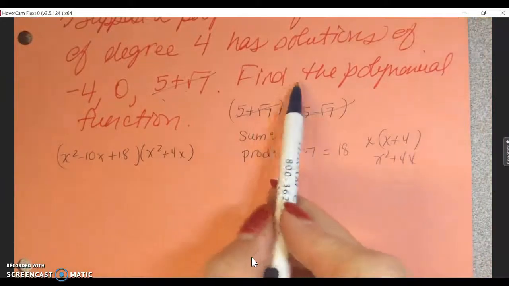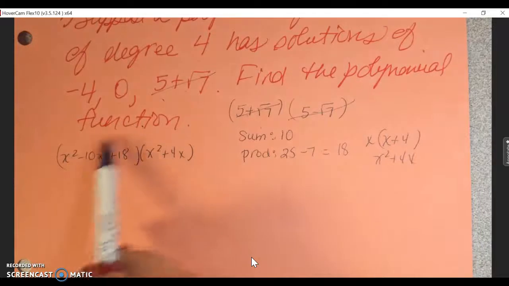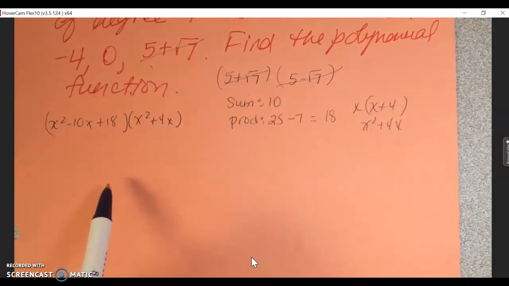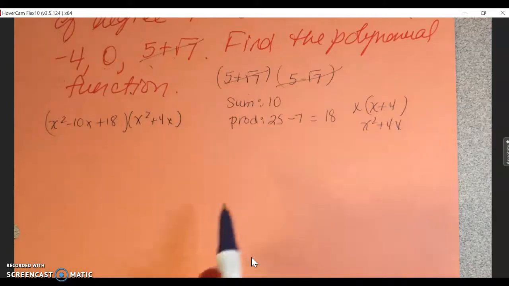So now I've got all of this that I need. But it asks us to find the polynomial function. So that means now I have to just multiply all this out. I think you guys can do this. I'm going to pause for just a second, stop talking and let you think about it, and I'll be doing it up here, and we'll see if we can agree on an answer.